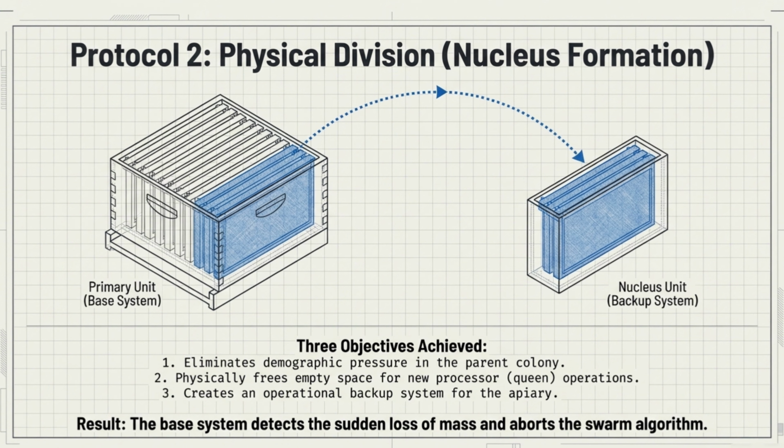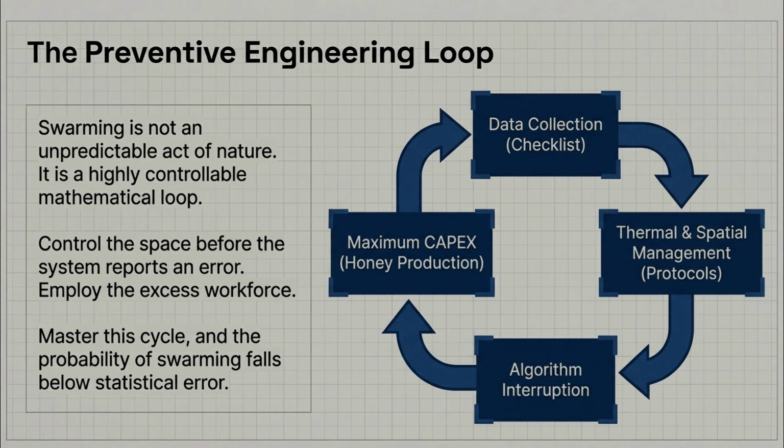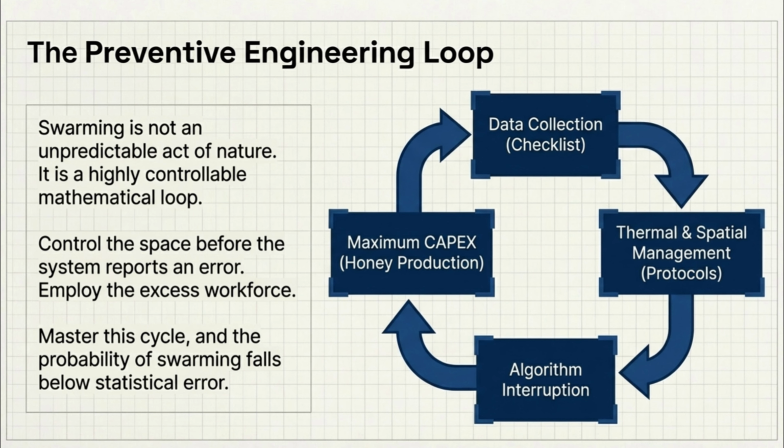Protocol 3, vertical separation, Demaree method. This is an advanced protocol for macro optimization of yield without physically dividing the bees. The entire biological software, the brood, is moved to the uppermost box. In the lower box, the main brood chamber, you leave only the queen, 1 frame of open brood, and empty foundation frames. Between these zones, you install empty honey supers and a queen excluder.